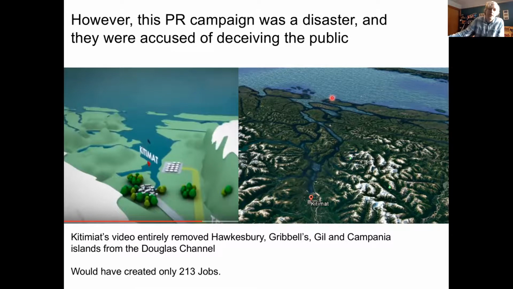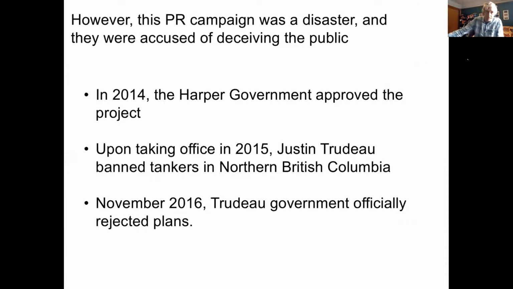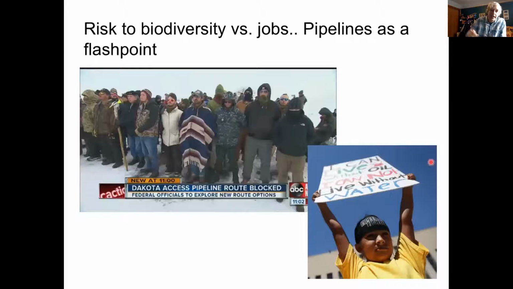In addition, it turned out the whole thing would have only created 213 jobs. So it was kind of canned after that. So in 2014, the Harper government, so Stephen Harper's government, approved the Northern Gateway Pipeline project. But upon taking office in 2015, Justin Trudeau, the new Prime Minister, banned tankers in northern British Columbia. He said it's too dangerous to navigate these big tankers around, so got rid of them. And in 2016, the Trudeau government finally officially rejected the plans. So the Northern Gateway was canned.